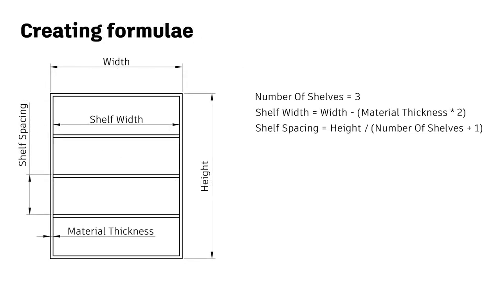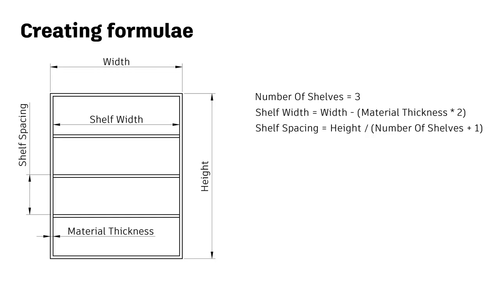Powerful and intelligent families can be created with the use of formulae to control dimensions and other types of data. In the example shown, our bookcase requires a number of shelves which will be equally distributed. The user can then input the required number of shelves and Revit will then generate an array and space the shelves using a series of formulae.